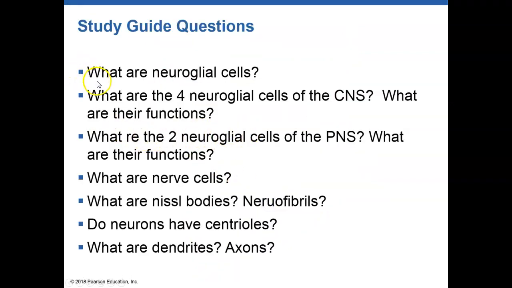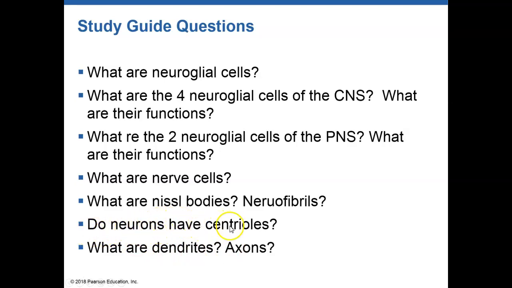So at this point in the lecture, you should be able to answer multiple questions. What are the neuroglial cells? What are the four neuroglial cells of the CNS? What are their functions? What are the two neuroglial cells of the PNS? What are their functions? What are nerve cells? What are Nissl bodies? What are neurofibrils? What are dendrites and what are axons? I did not answer this one.